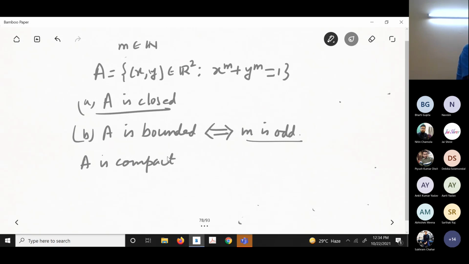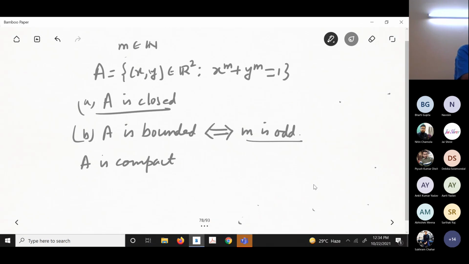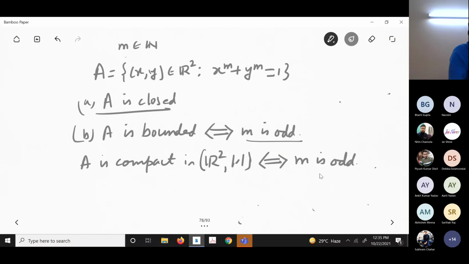If you don't use the Heine-Borel theorem, if you try to prove it some other way, particularly using the definition, it will be difficult. I'm not sure whether you will be able to prove it. Okay, A is compact in R square, the usual distance, of course, if and only if M is odd. Okay, so that's why I gave you this problem. But actually, the motive behind that problem is this result.